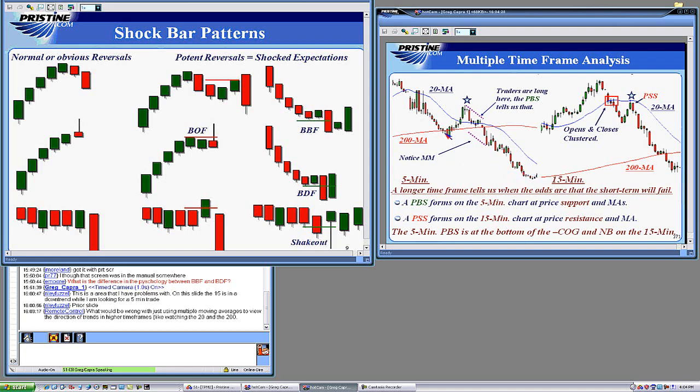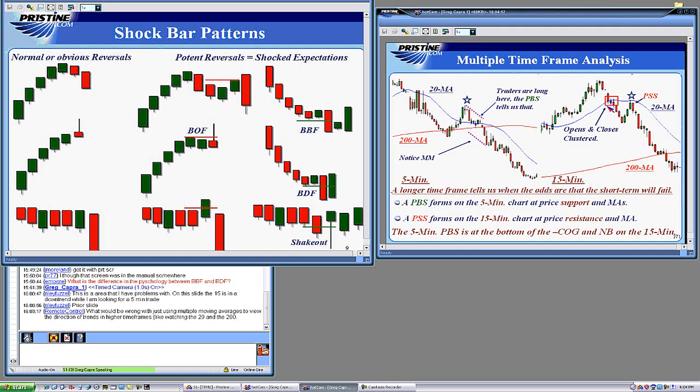Again, in this example here, I can see that prices are moving down on the 5-minute. The 20 MA is sloped downward. And so this buy setup at support here isn't a quality setup. But I can see on the 15-minute that there's a sell setup at resistance. This high point was a PSS on the 15-minute.